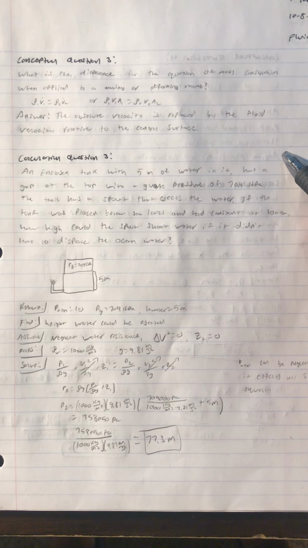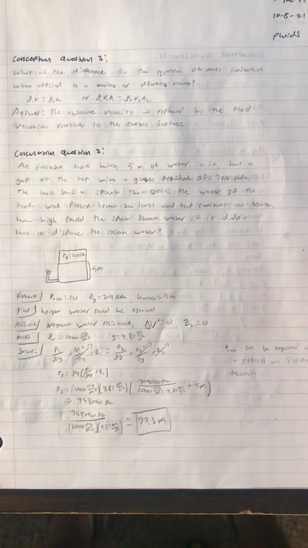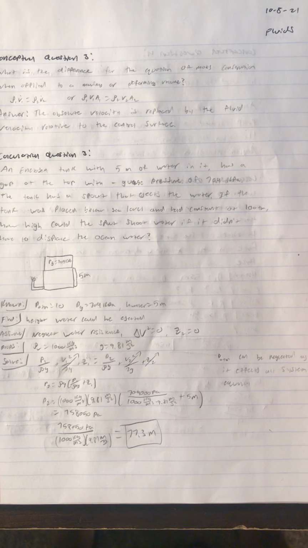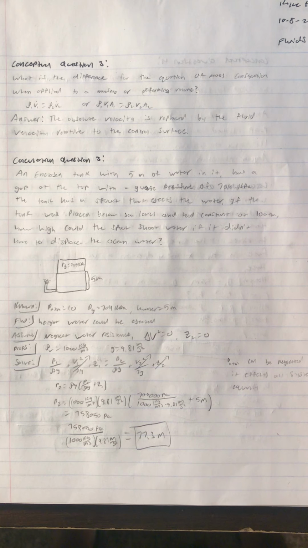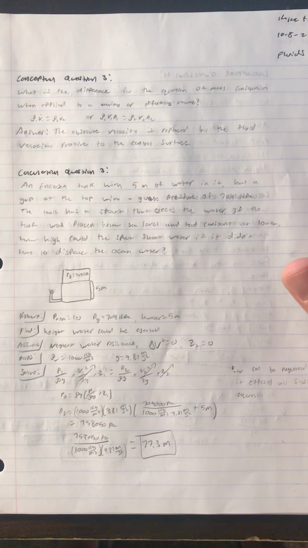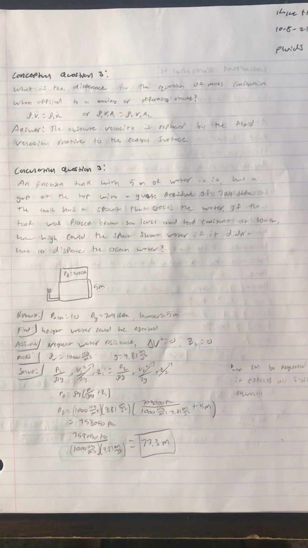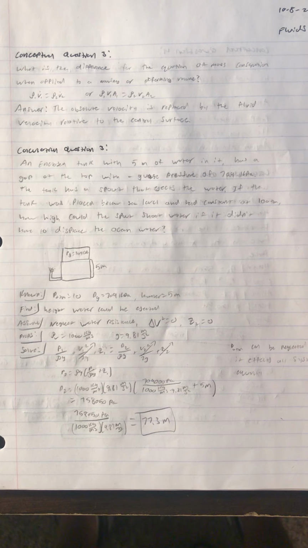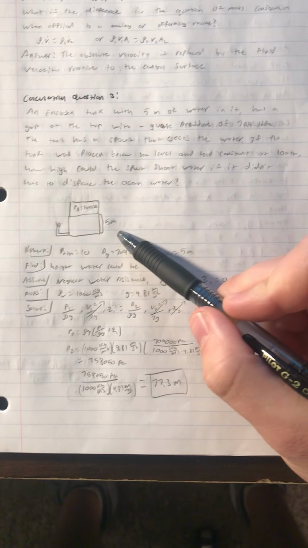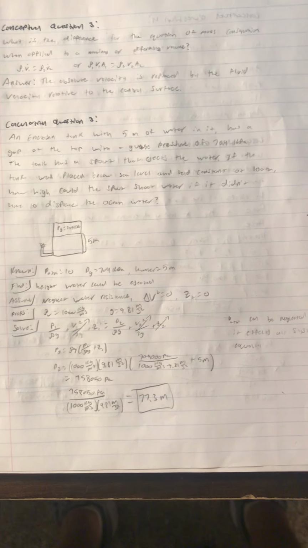The third calculation question is, an enclosed tank with 5 meters of water in it has a gap at the top with a gauge pressure of 709 kPa. The tank has a spout that ejects the water. If the tank was placed below sea level and held constant at 10 atm, how high could this spout shoot water if it didn't have to displace the ocean water? So here's a little picture describing a little bit what's going on, and we can assume there's ocean just above this.